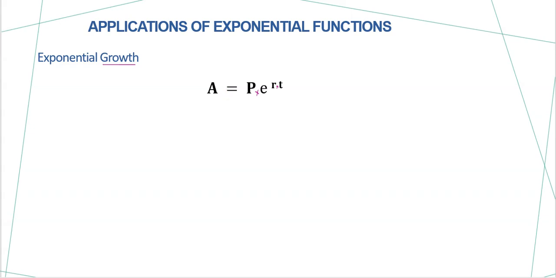Now what do A, P, r and t represent? You know e is nothing but the exponential function. Here P stands for the initial value, what we have at the beginning. r stands for the rate of growth. Why growth? Because we are talking about the exponential growth function. t stands for the time it takes to grow. And A represents the final value, the final output.